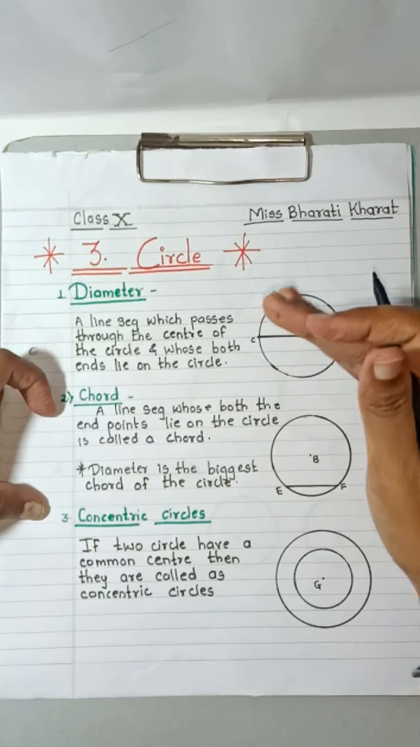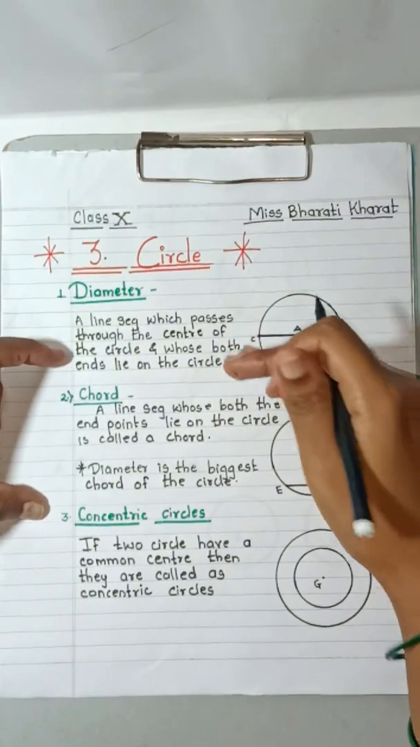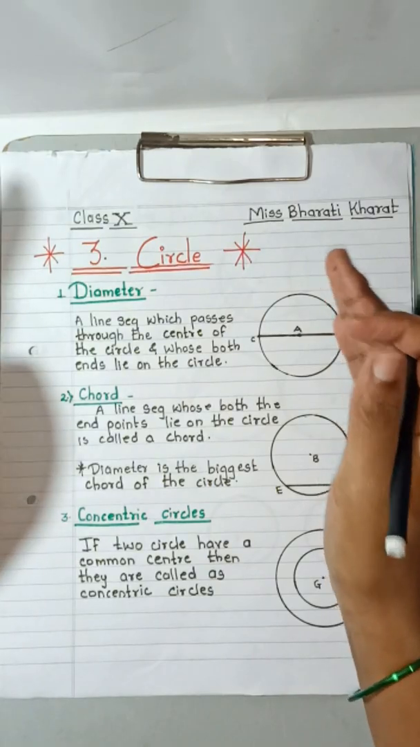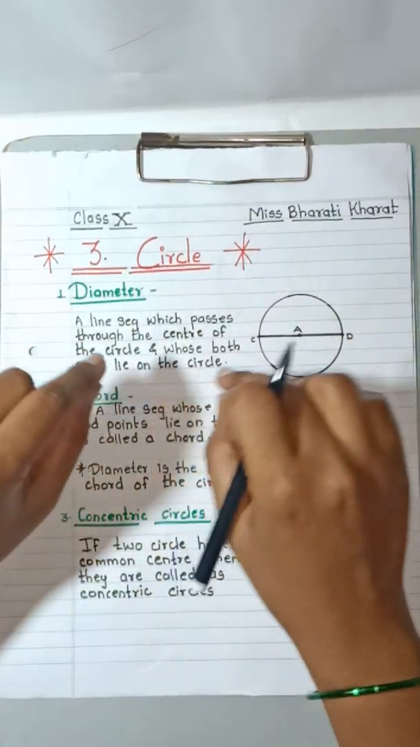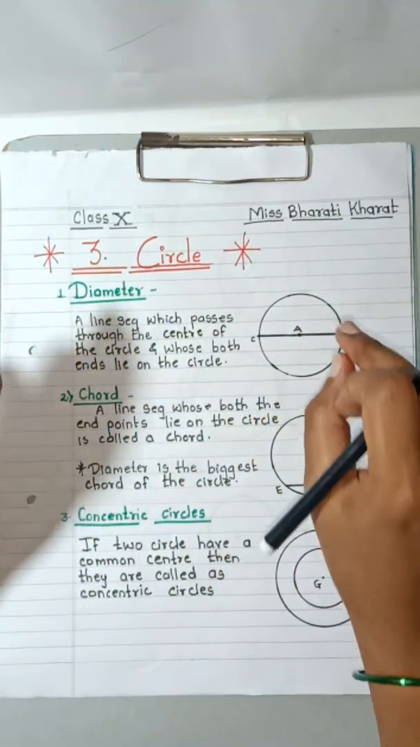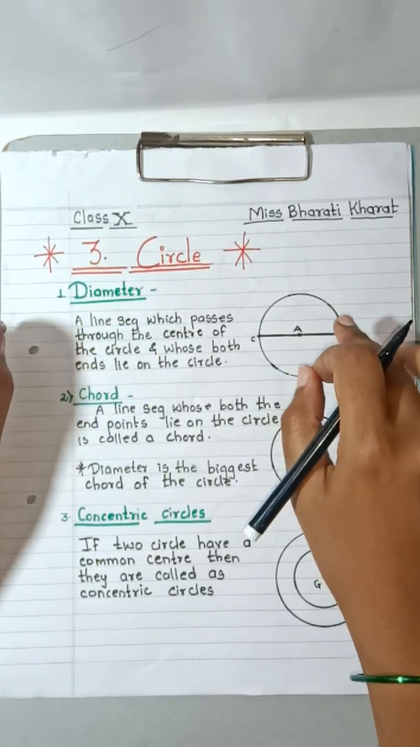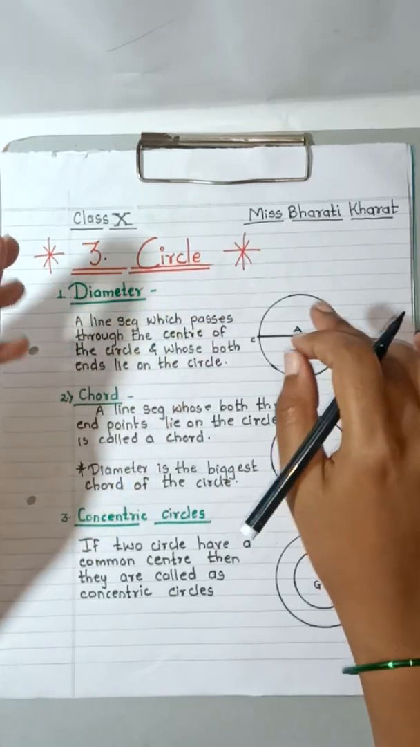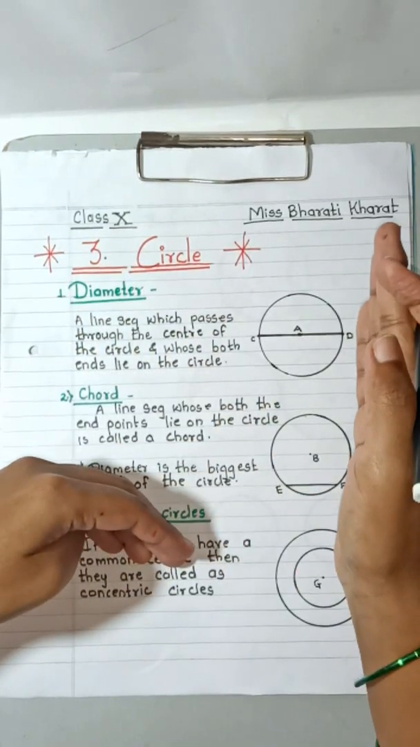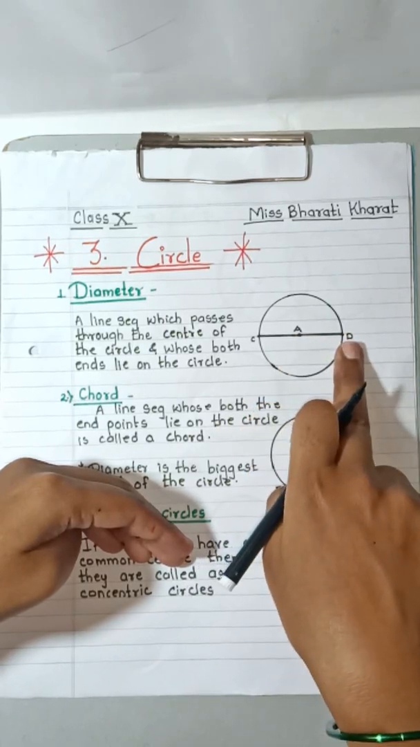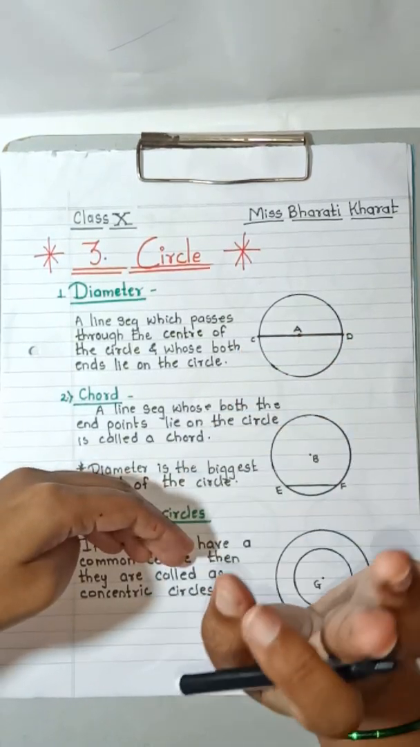Okay, I hope it is clear till here what is a diameter, chord and concentric circle. Diameter is a line segment which passes through the center of the circle and the end points of this line segment lie on the circle. Secondly, you have also studied what is the radius. Radius is half of diameter. That means if CD is the diameter, then AD is the radius, or AC is the radius.